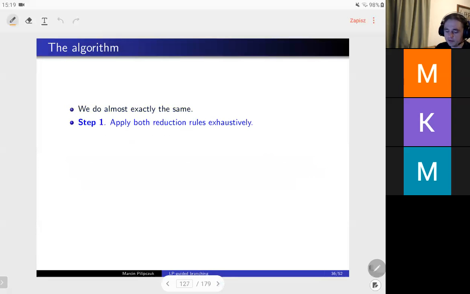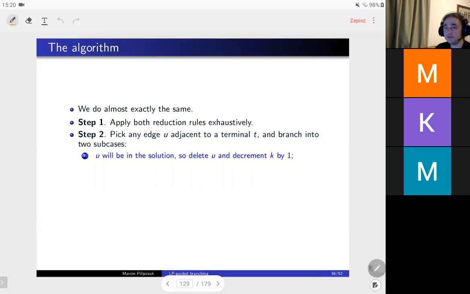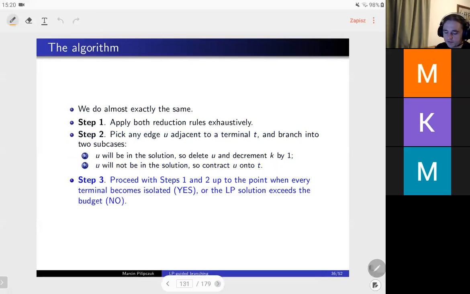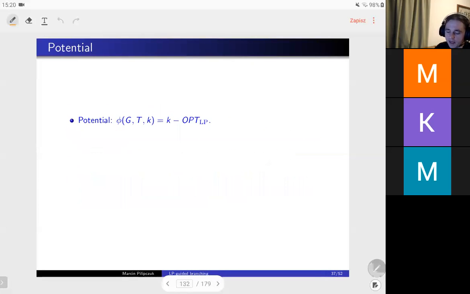We apply this reduction successively, and then take a vertex U adjacent to the terminal and branch into two subcases. Either take it into the solution and decrease the budget by 1, or it is not in the solution and we contract U onto the terminal. Then you repeat the reduction rules. And the point is that you have the same analysis.